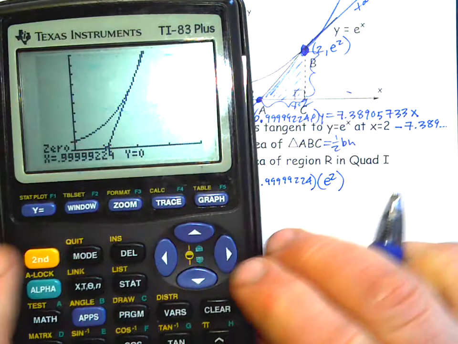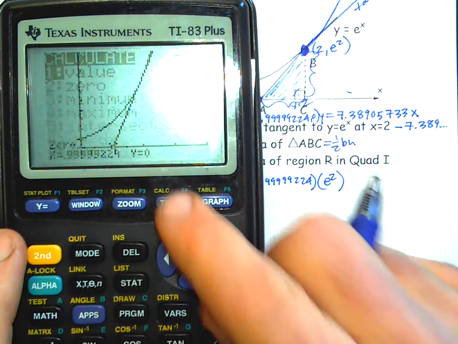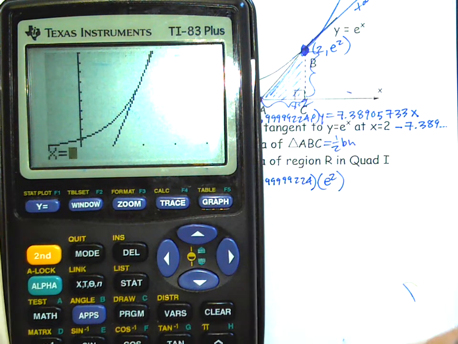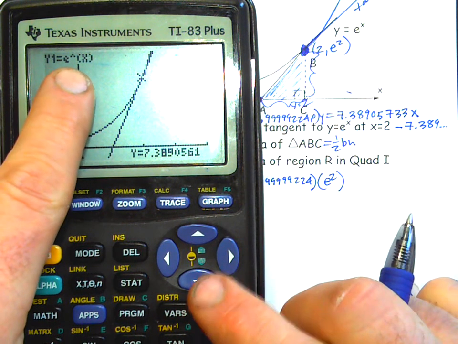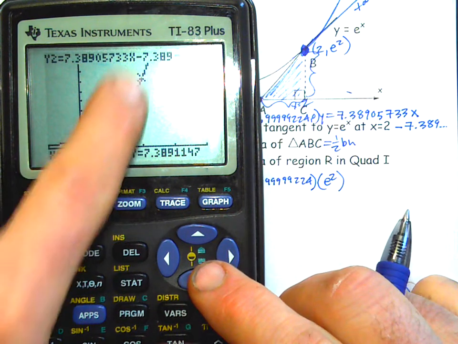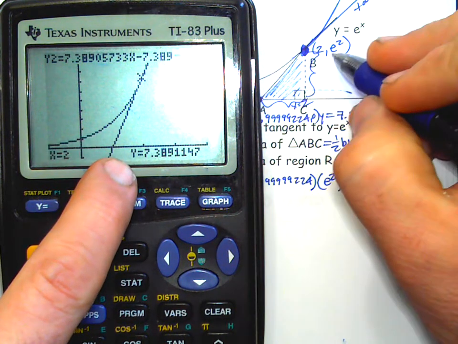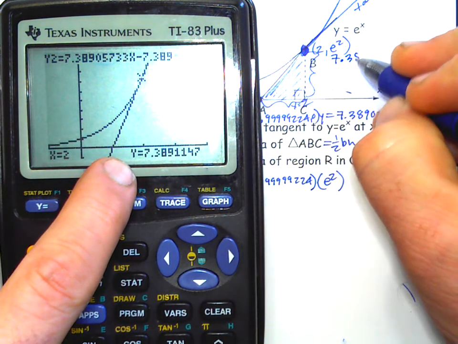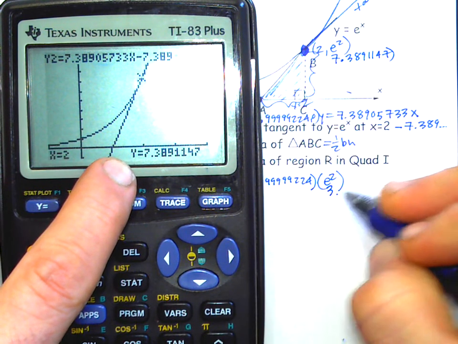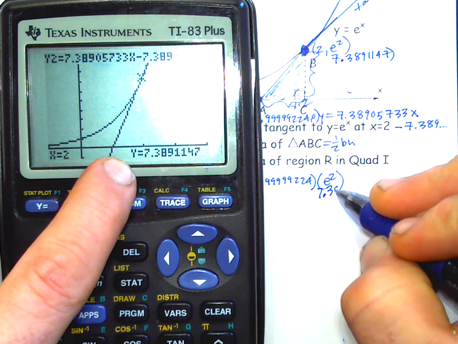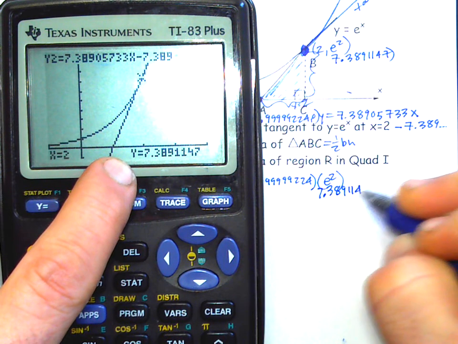Or you could go on here, second calculate, value, and say I want the value at x equals 2. By default it goes to the first graph, but if you go up or down, it'll switch graphs. So that is 7.389147. You could use that instead, and use it to find the area by just doing a triangle.